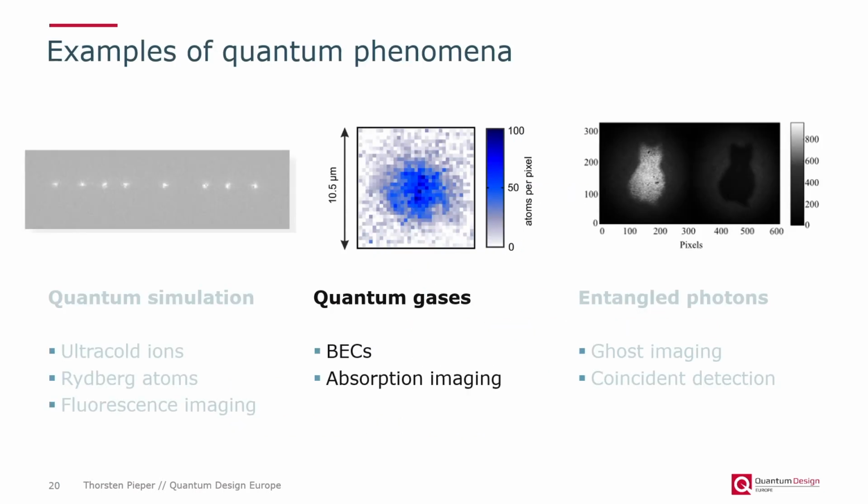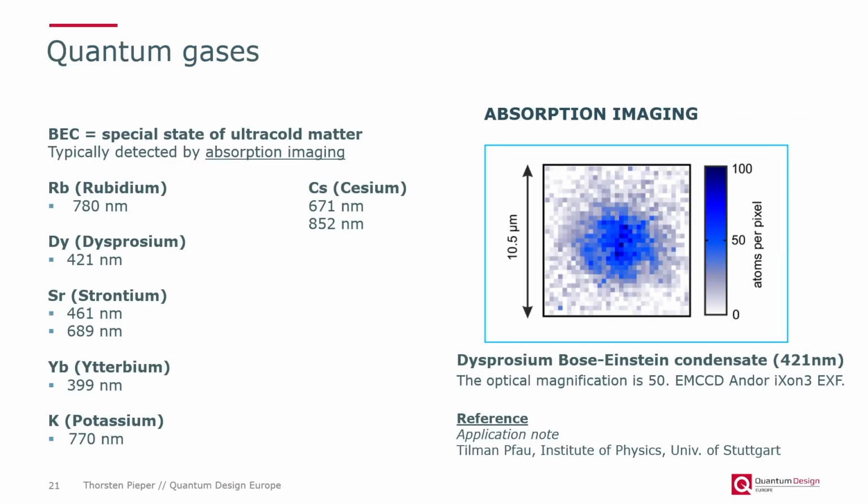So let's go to the second class of experiment, which are quantum gases. Quantum gases have been examined for 20 years, probably. I would describe them as a new form or new state of ultra-cold matter. Quantum gases can be made from several different species. What I mean by that is specially chosen elements like cesium, rubidium, dysprosium, or strontium.